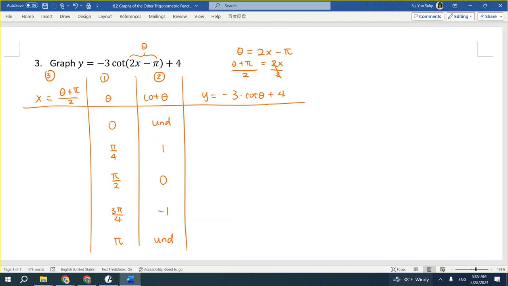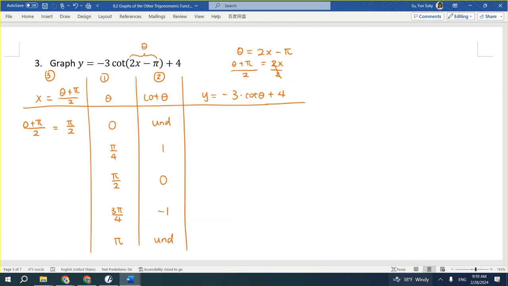Okay, everybody? Now, the x. How do we find the x? Beta is 2x minus pi. We solve for x. So add pi on both sides, and then divide it by 2. So we get x is (theta plus pi) over 2. Now for each theta value, we plug in and find the x. Here theta is 0. 0 plus pi over 2 is pi over 2.